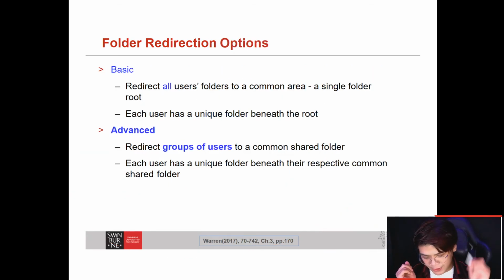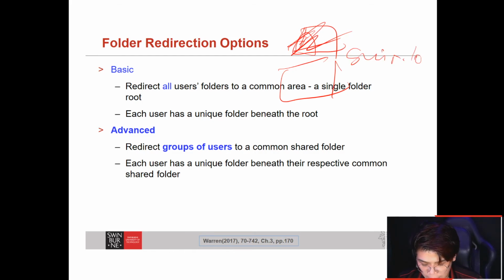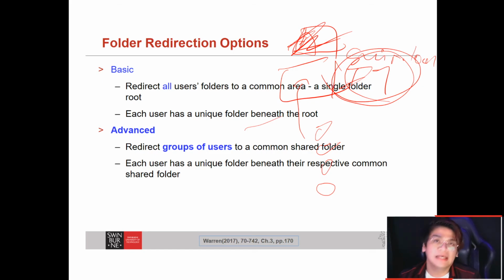We have two options for that, which is the basic or advanced folder redirection option. For the basic folder redirection, it redirects all users' folders to a common area, a single folder root. Each user has a unique folder beneath that root. So for example, this folder is for the swin.local IT people. Inside this root folder, there's more folders for each of the users inside this IT OU.